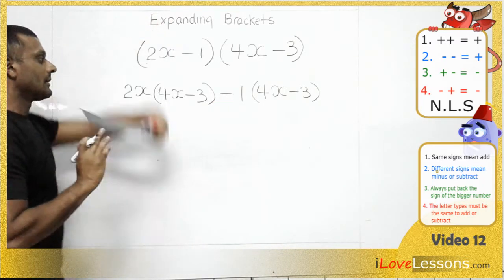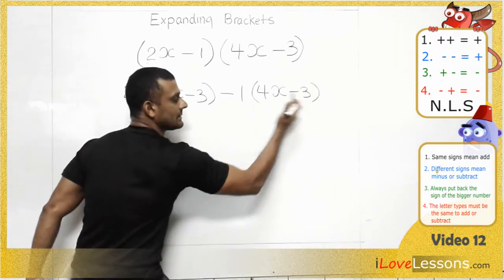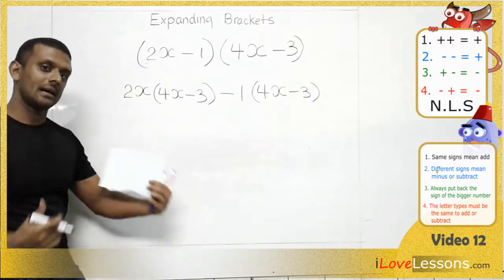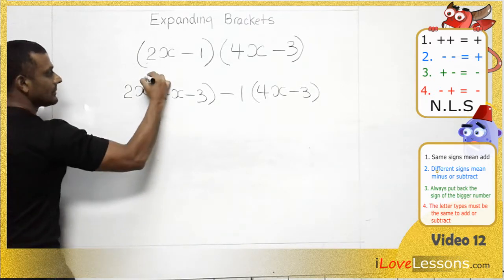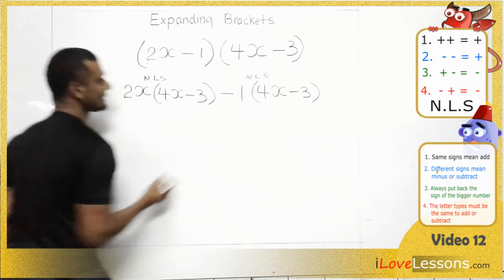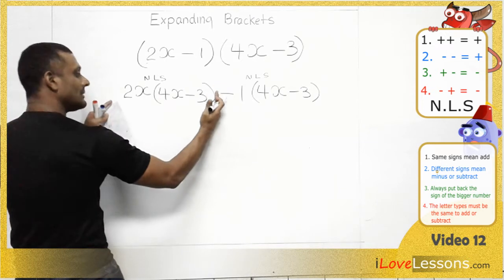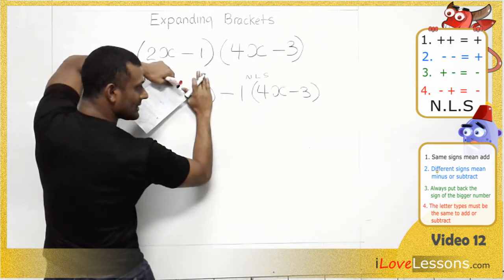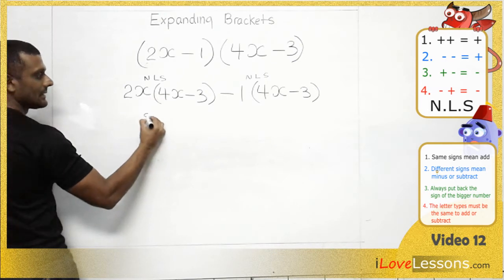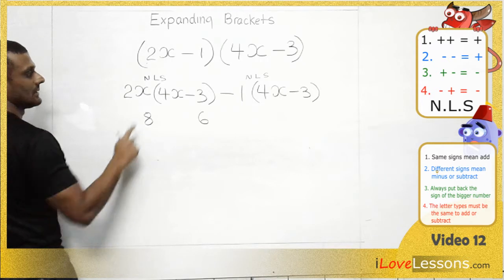So, let's multiply out this pair of brackets and then multiply out this pair of brackets using the N, the L, and the S. So, N, L, and S here, and also N, L, and S here. It comes like 2 separate questions. So work out this one, and when you finish, work out that one. So, 2 by 4 is 8. 2 by 3 is 6.